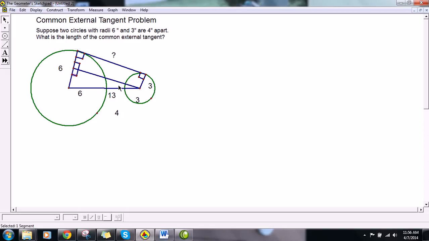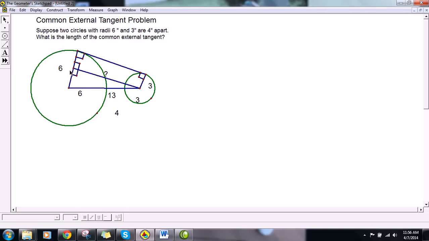So I know that this piece right here is 13. It's the side across from the 90, the hypotenuse. I'm looking for this piece right here, which is the same as the length of the common external tangent. That's a rectangle, right? So those two lengths are the same. So the question mark here is the same as the length of that opposite side of the rectangle that I created there.